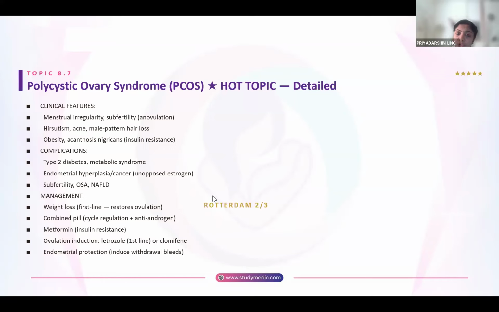Another important thing about PCOS is you can have an image-based question. They can give you an ultrasound picture. In an ultrasound, they can show you these ovaries. So how is it going to appear? It is going to be like a string of pearl appearance. You'll have the ovarian stroma, and towards the periphery, you'll have multiple small follicles. Any such picture, think about PCOS.